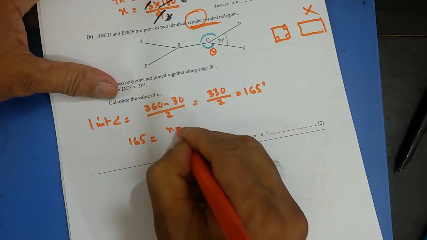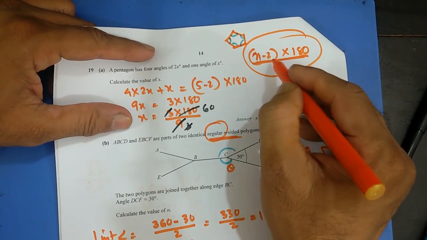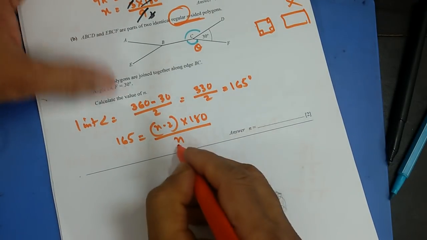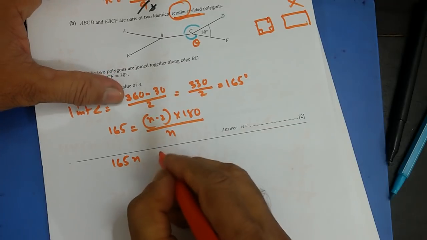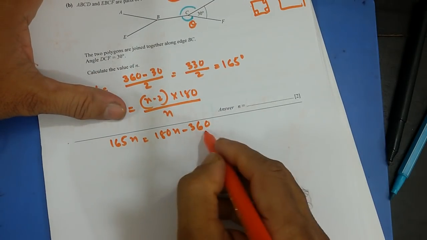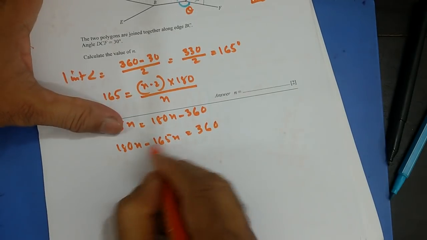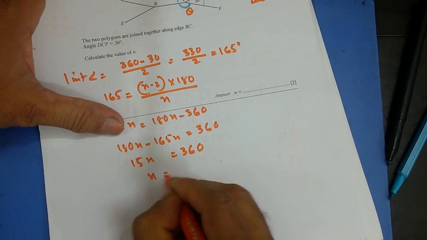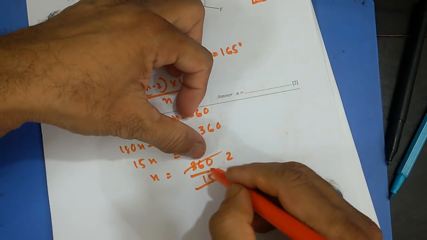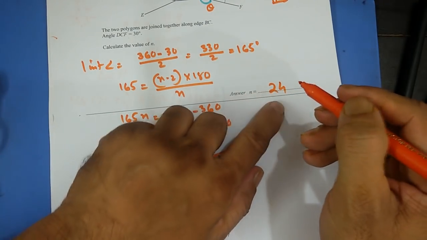Then we don't know n, so n minus 2 times 180, divided by n. See that if there are 5 of them, the summation of that, so each one of them, if I divide that by that number, then I'm going to get each angle. So I'm going to divide that by n. So multiply that, 165n equal to 180n minus 360. So take this side and bring this one over here. So 180n minus 165n, bring this one over here, 360. So that's going to be 15n equal to 360. N equal to 360 divided by 15. 15 to the 30. And 30, 60, 4 is 24. So 24 sides. So the number of sides is 24.